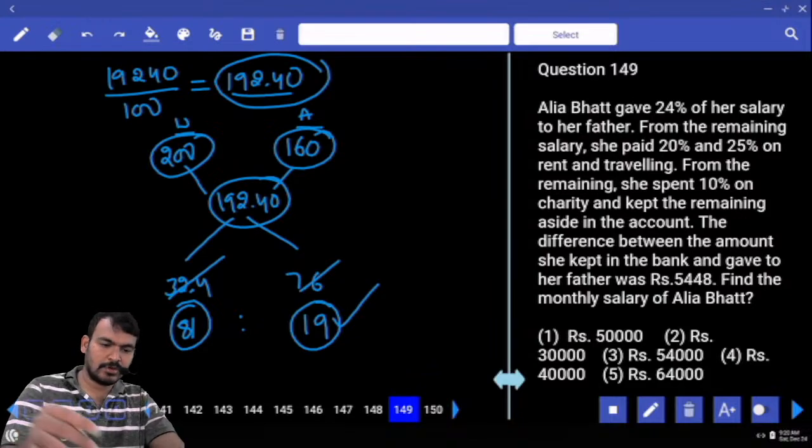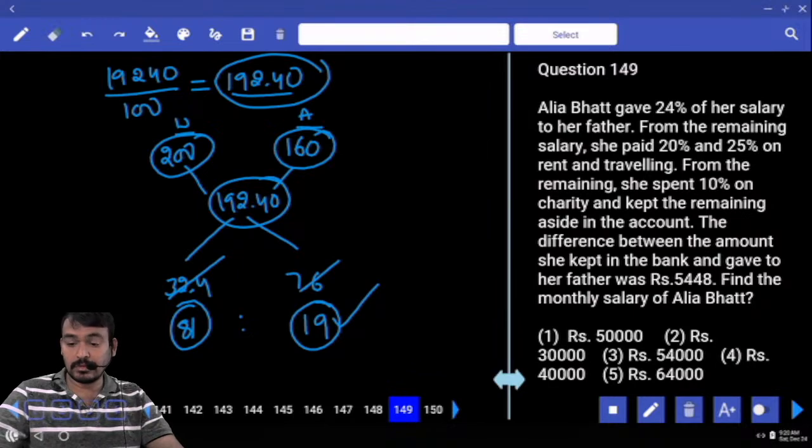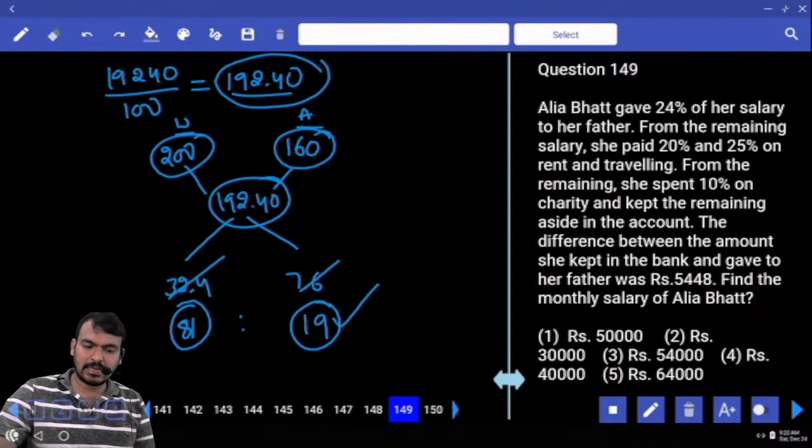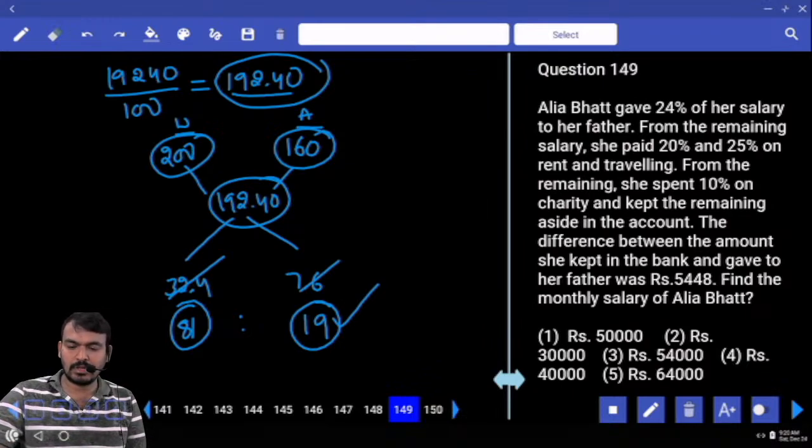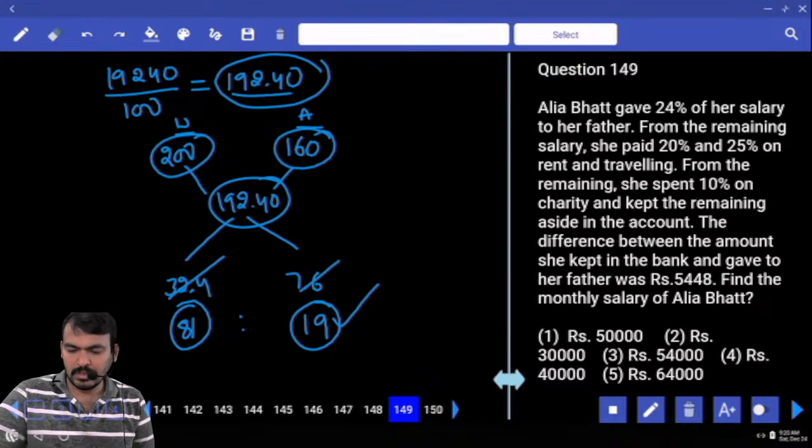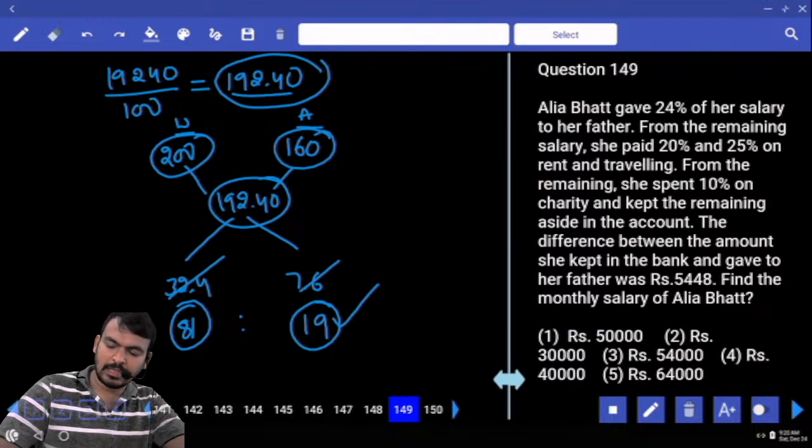Next question number 149. Alia Bhatt gave 24% of her salary to her father. From the remaining salary, she paid 20% and 25% on rent and traveling. From the remaining, she spent 10% on charity and kept the remaining aside in the account. The difference between the amount she kept in the bank and gave to her father was 5448. Find the monthly salary of Alia Bhatt.